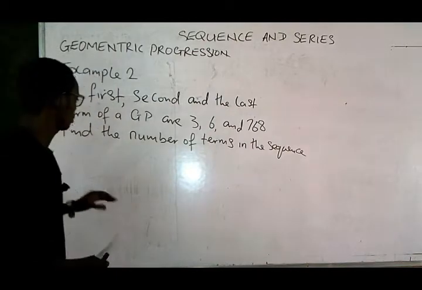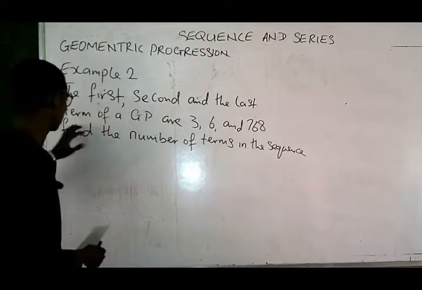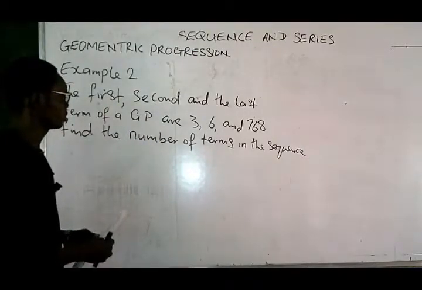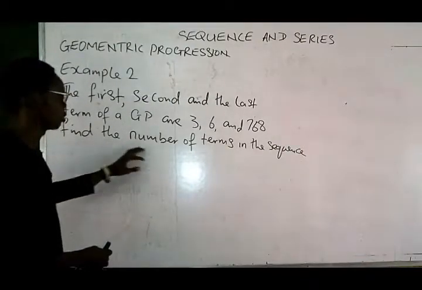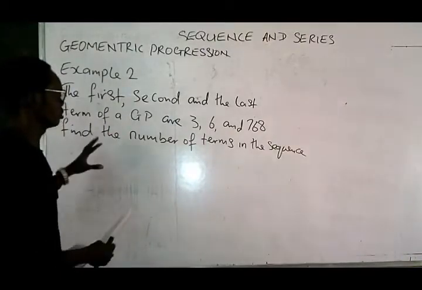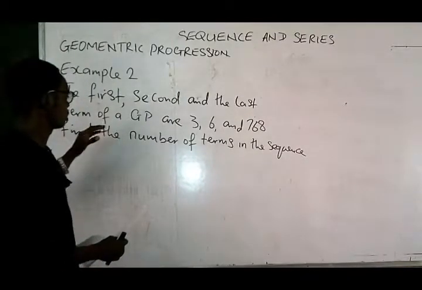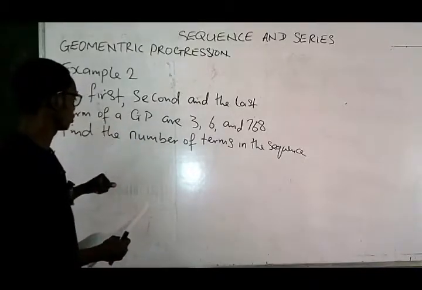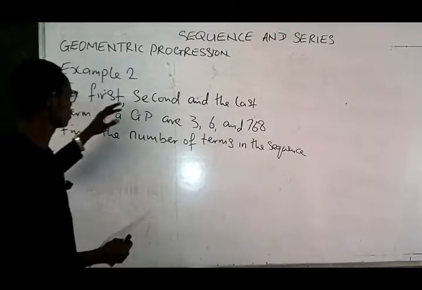The example says the first, second, and the last term of a GP are 3, 6, and 768. Find the number of terms in that sequence. So, in dealing with this question, first of all, let's look at something in the question: the first, second, and the last term.